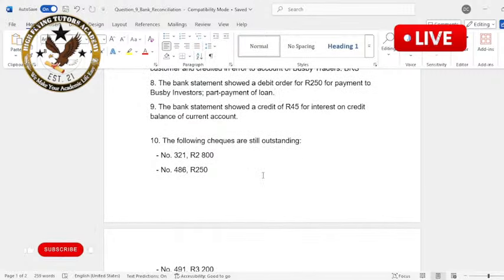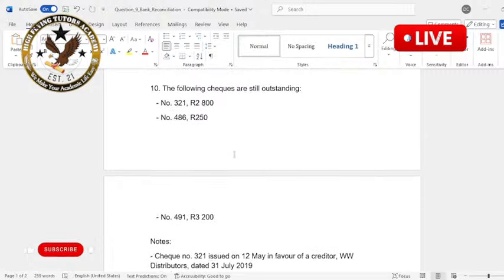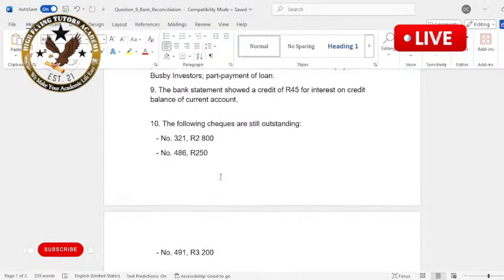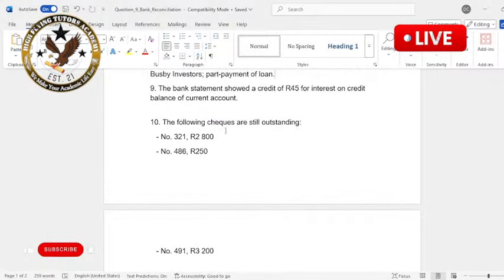The next transaction says the following checks are still outstanding, number 321 and others. Outstanding checks are called uncleared payments. These are uncleared payments by the bank. There are three outstanding checks, and they refer to uncleared payments. Maybe I can say in brackets, uncleared payments, so that you guys follow.